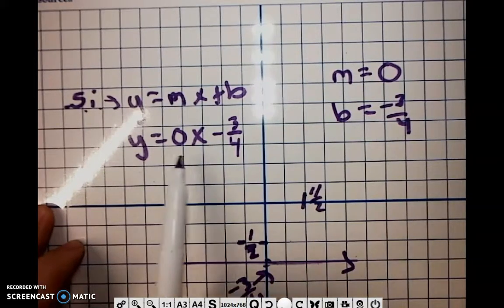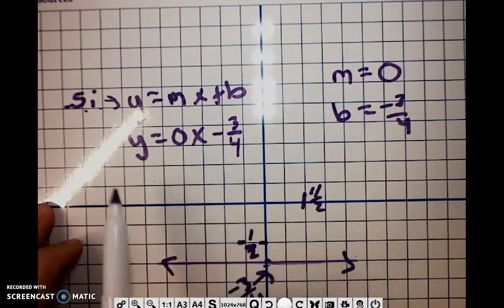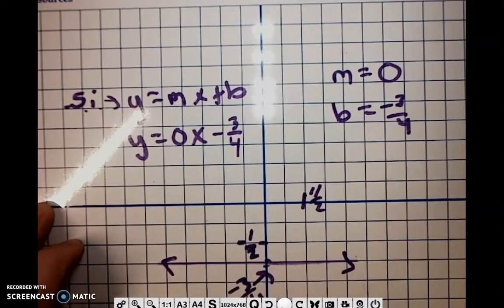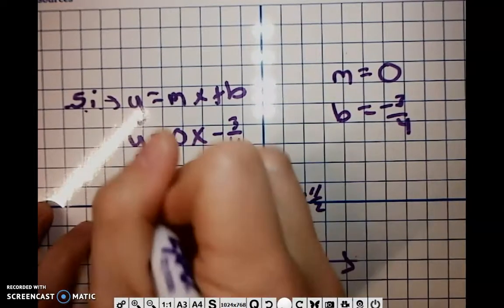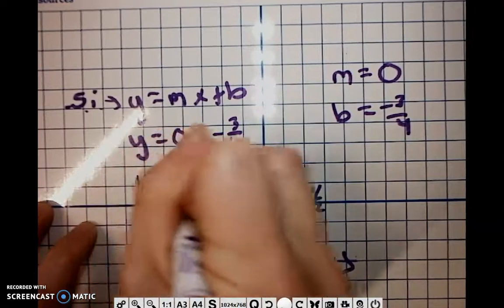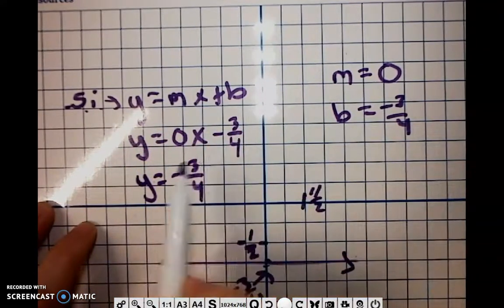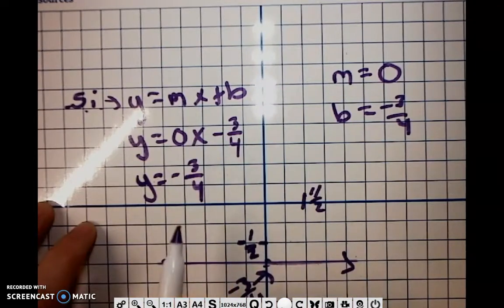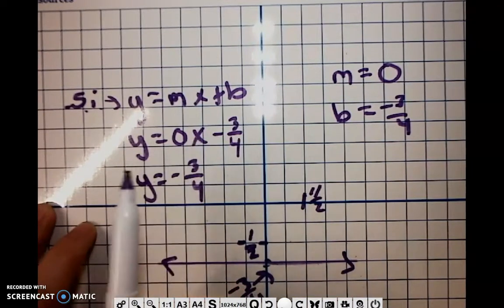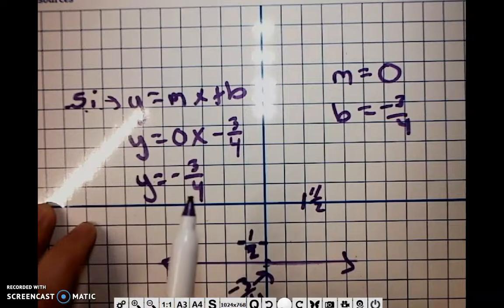Any number times 0 is just going to give me 0, so my actual answer for this is y equals negative 3/4 is how we would simplify this. Y equals negative 3/4, right? Because again, no matter what you substitute for x, any number times 0 is just going to give you 0. So if you wanted to leave it like this, that's fine. But my simplified answer is y equals negative 3/4.